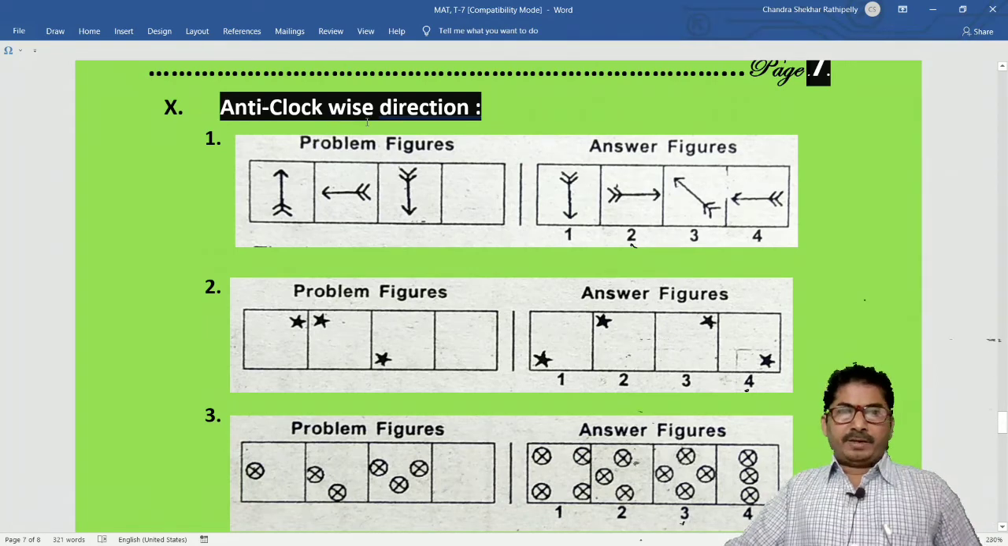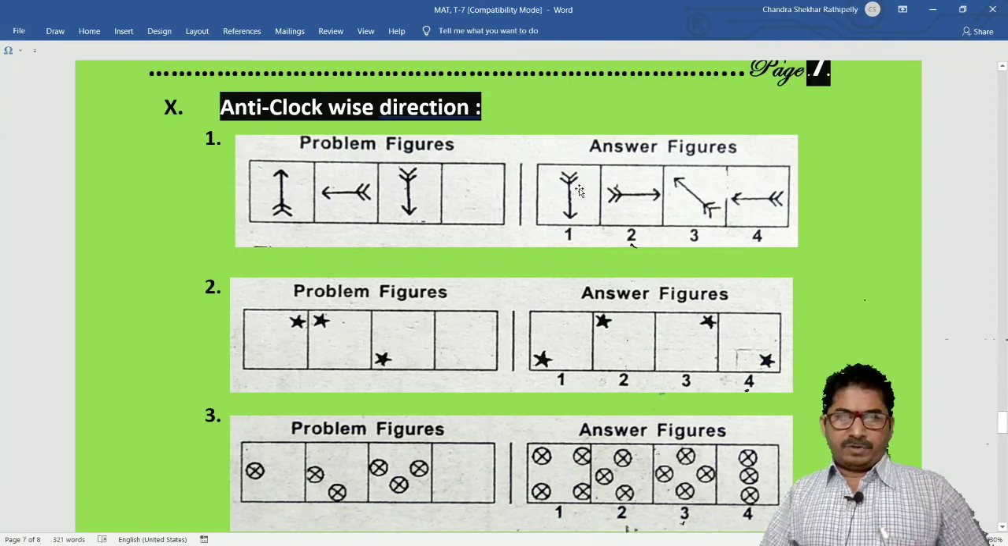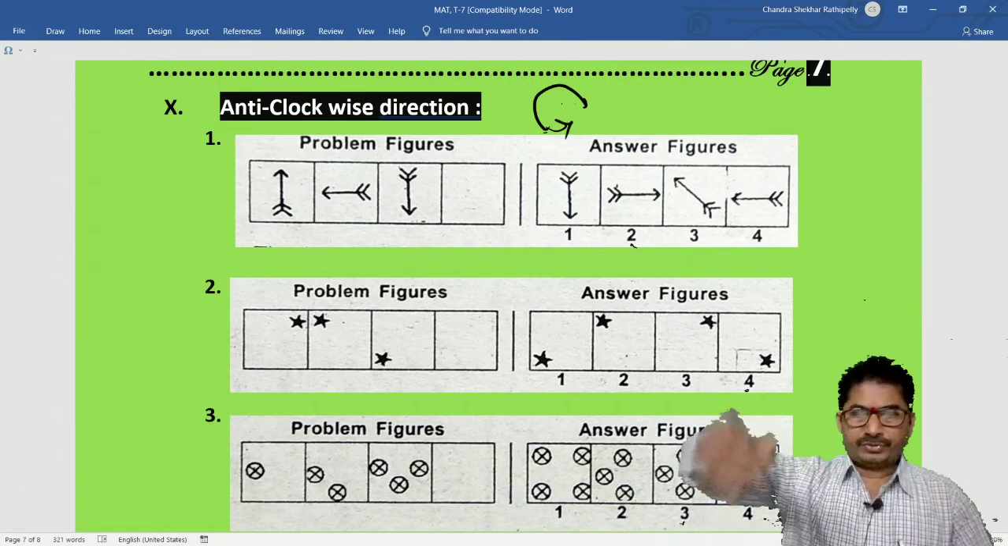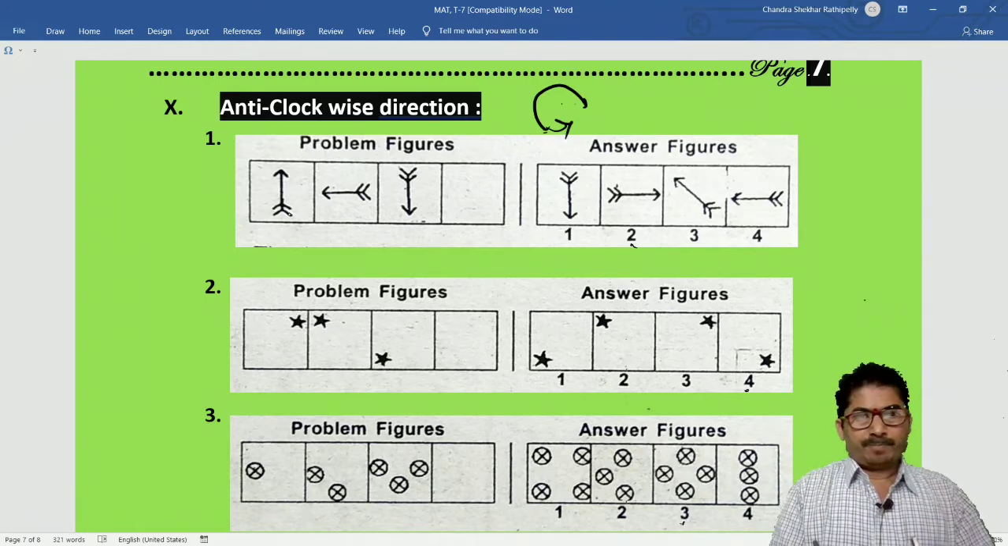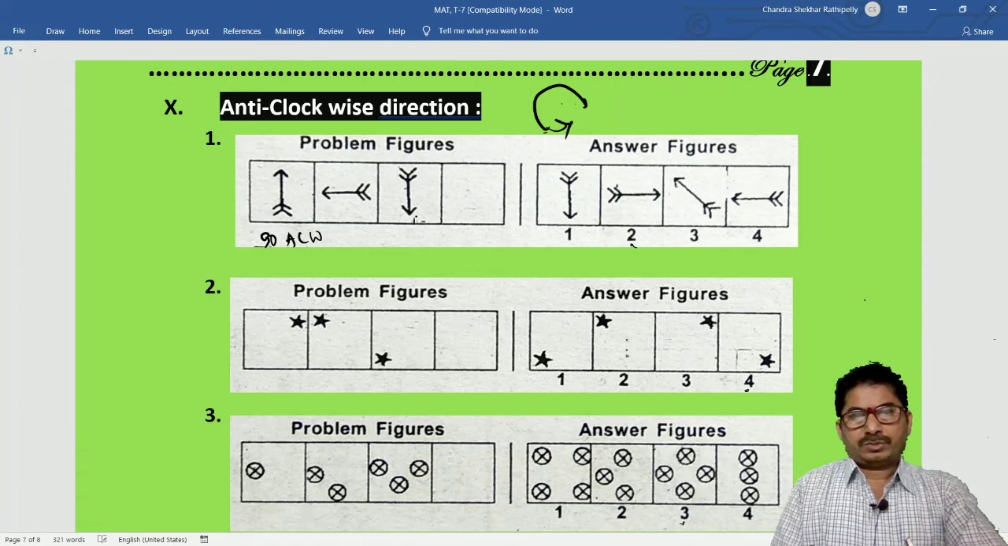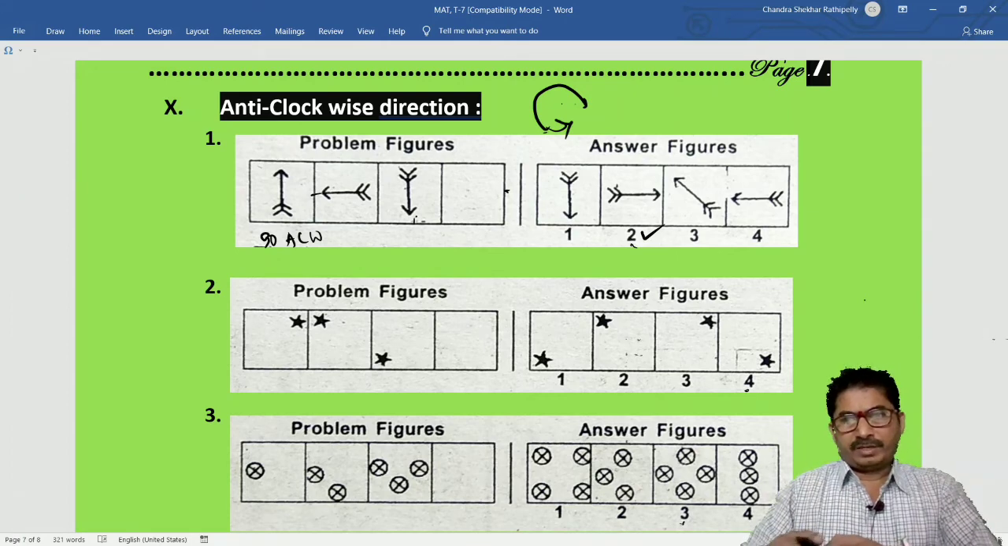Tenth one, anti-clockwise direction. Now we have to observe this. These are given in the anti-clockwise direction. Anti-clockwise direction we know. This is the direction of anti-clockwise. This is the anti-clockwise direction. So 90 degrees anti-clockwise. So this here, next to this side will come. We have one figure only, like that.